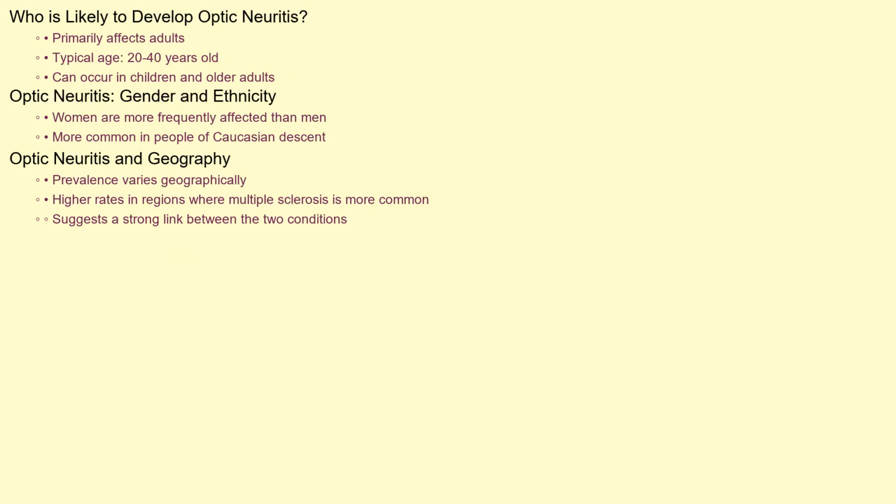Understanding who is most likely to develop optic neuritis is important. It predominantly affects adults, typically between the ages of 20 and 40, although it can occur in children and older adults as well. Women are affected more frequently than men. While it can occur in any population, studies suggest that it is more common in people of Caucasian descent. The prevalence varies geographically, with higher rates observed in regions where multiple sclerosis is more common, suggesting a strong link between the two conditions.